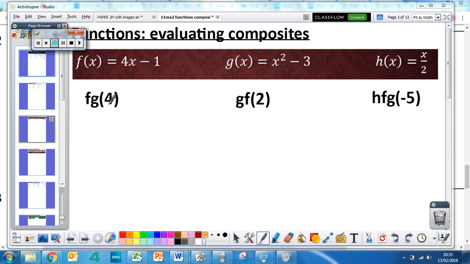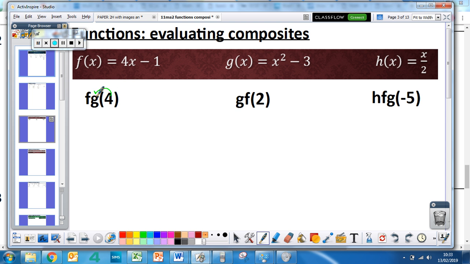So what you have to get your head around here is that you're working from the brackets outwards. So you're going to put 4 into g to get an answer. And then the answer you get from that, you're going to put into f. This is why it's called a composite, because there's multiple steps to this. One leads into the other.